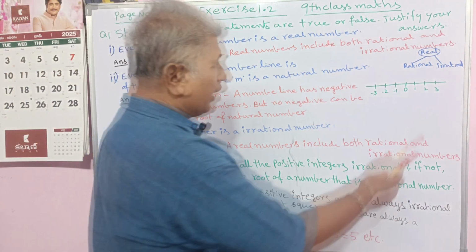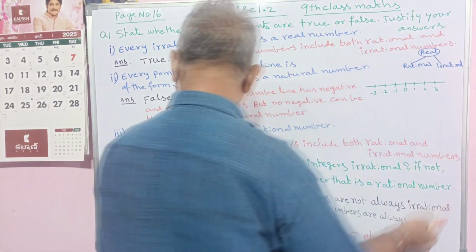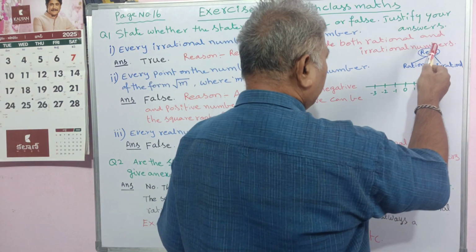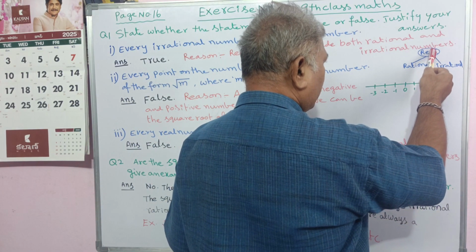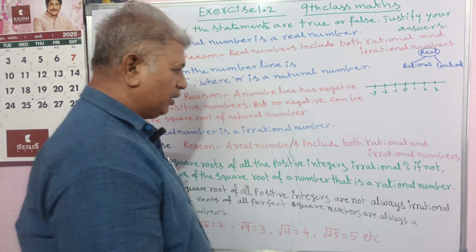If it is an irrational number, it may be a real number. But if it is a real number, it may be rational or irrational, whatever it may be.